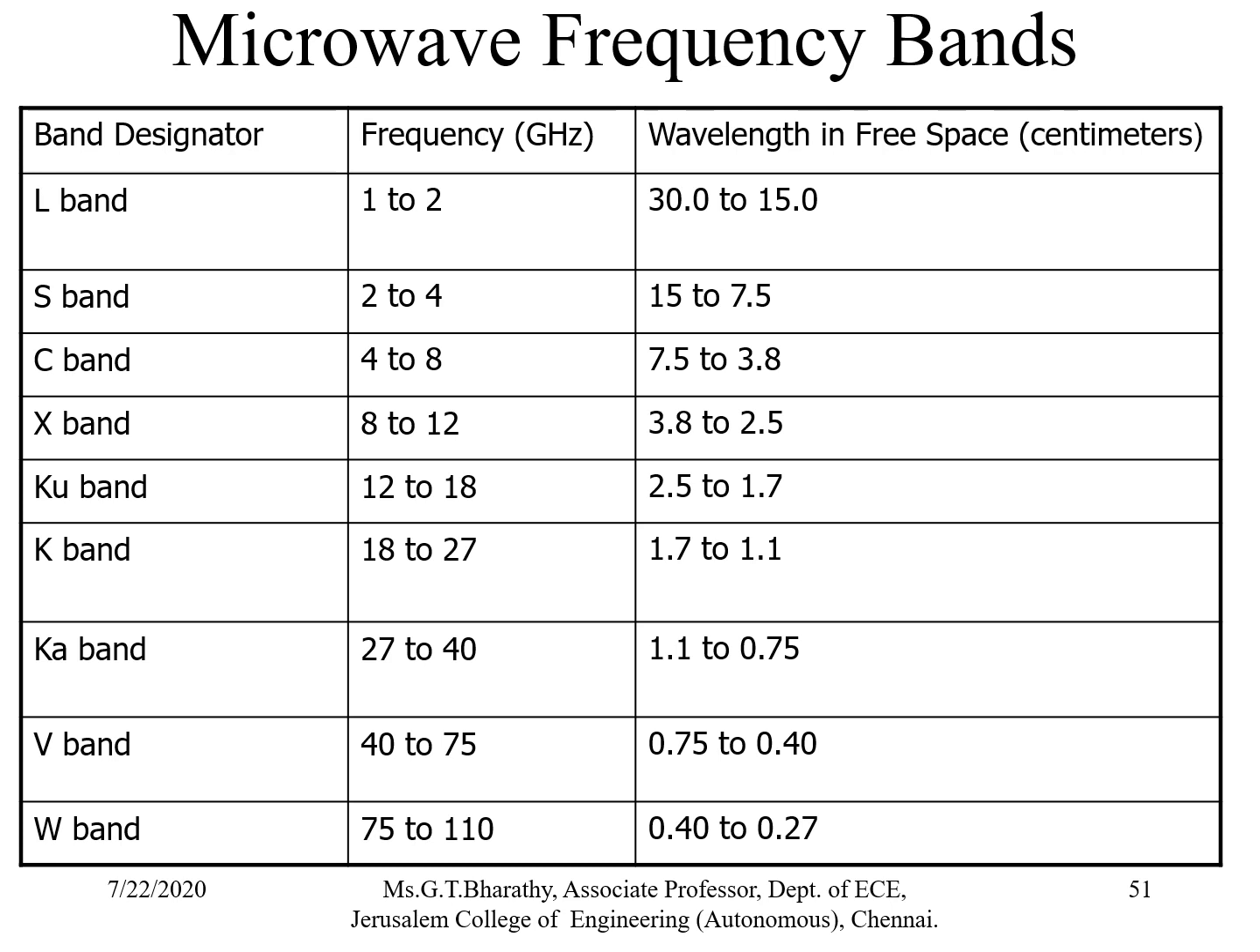Ka band from 27 to 40 gigahertz frequency and 1.1 to 0.75 centimeters of wavelength. Next is V band ranging from 40 to 75 gigahertz frequency with a wavelength of 0.75 to 0.40 centimeters. The last category is W band ranging from 75 to 110 gigahertz frequency with a wavelength of 0.4 to 0.27 centimeters. I'll repeat again, X band frequency, which is from 8 to 12, is used in the optical and microwave laboratory.